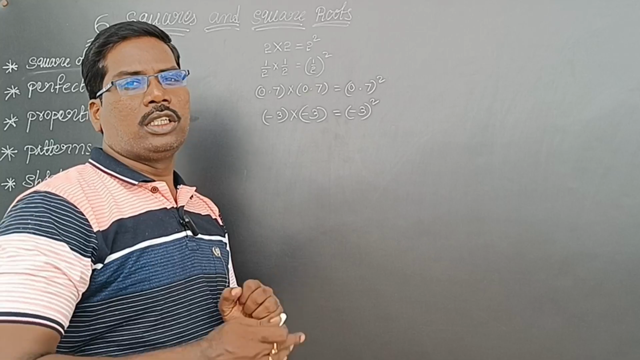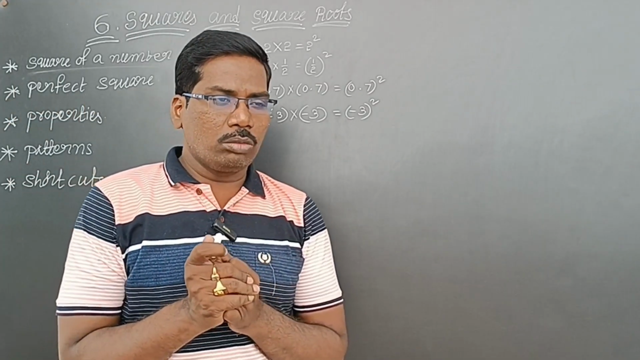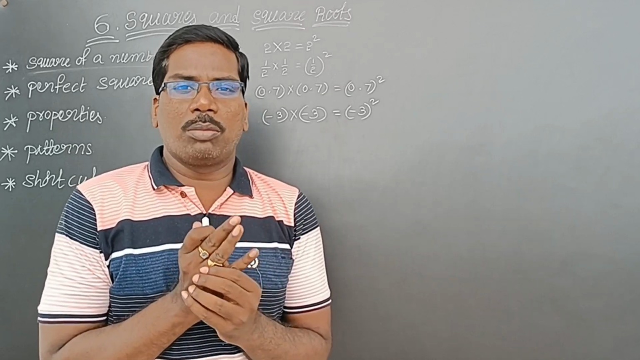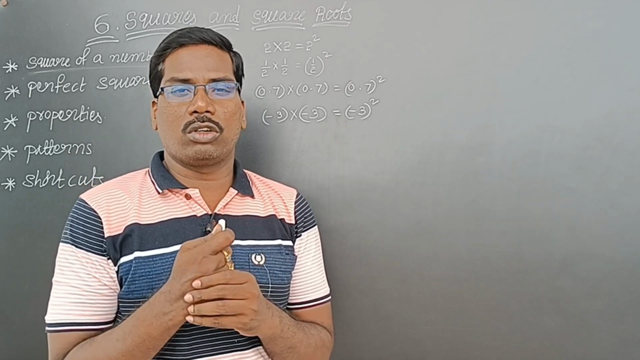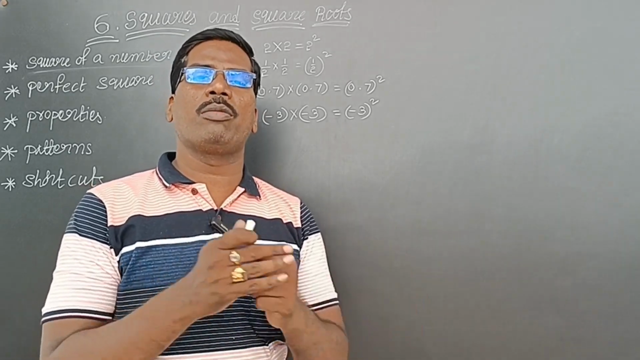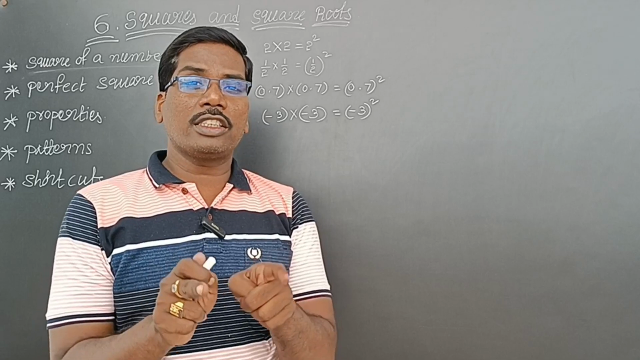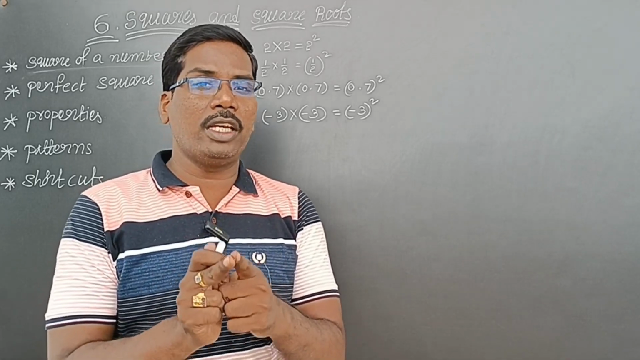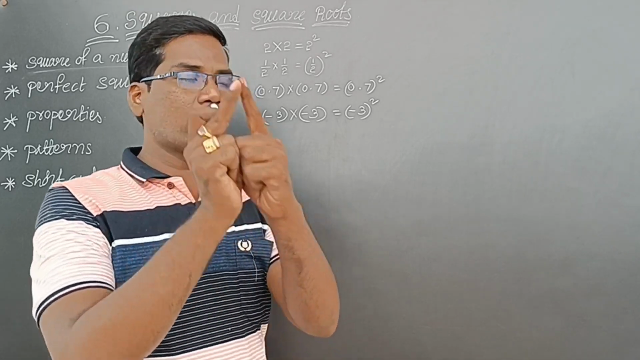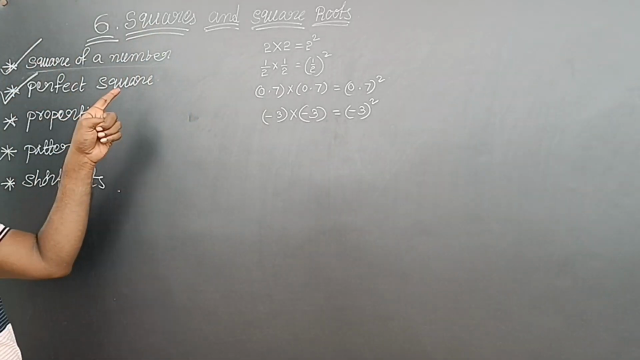So many students will think square of a number means natural numbers only. That's 100% wrong. The square of a number means any number. If you want to take natural numbers, that gives a perfect square. Now we are going to discuss perfect squares.